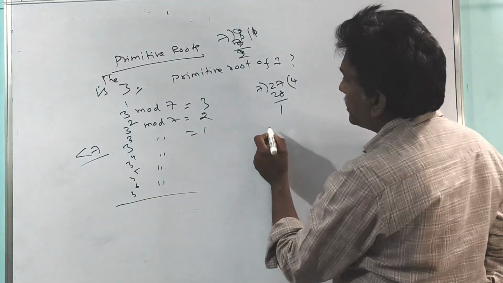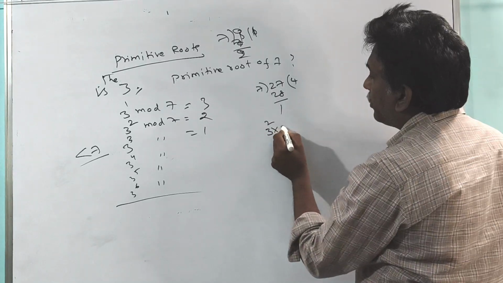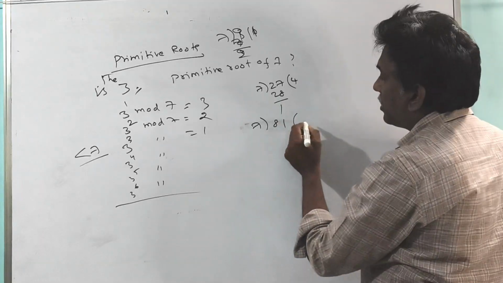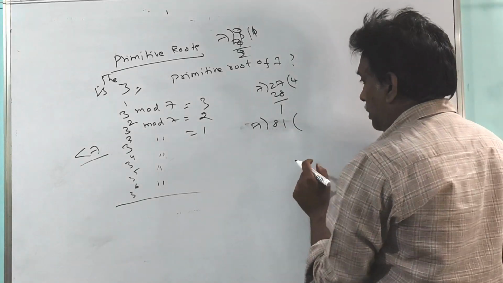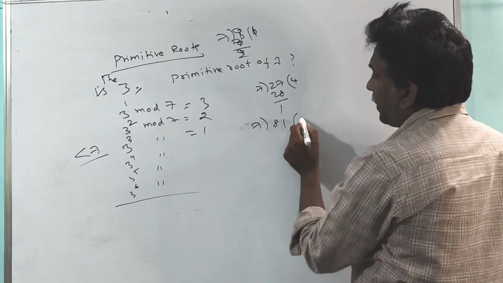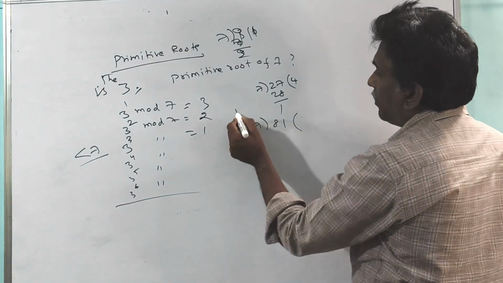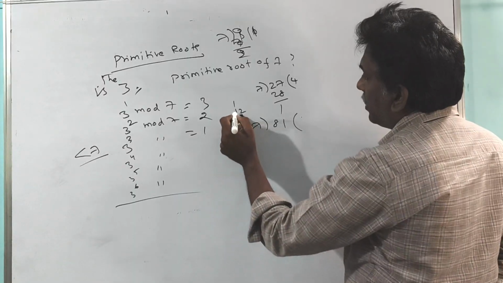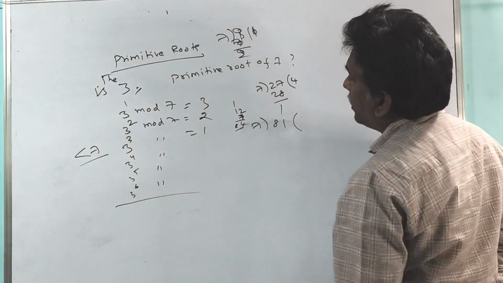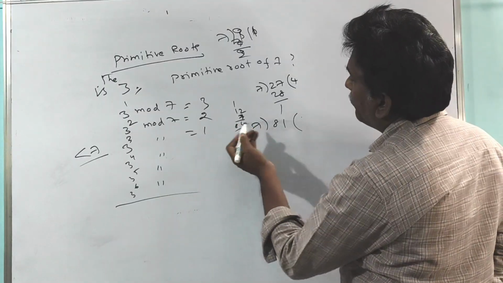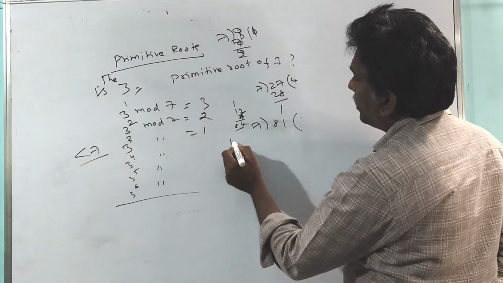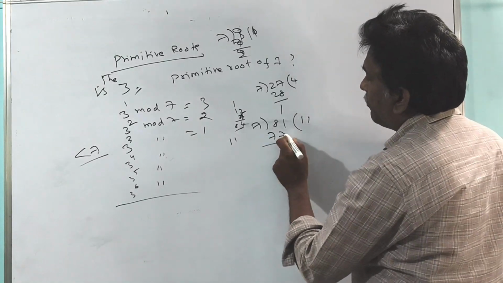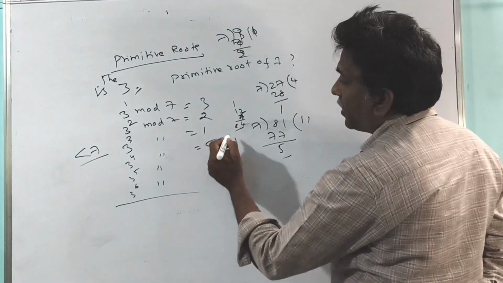3 power 4 means 3 power 2 into 3 power 2, which is 9 into 9, 81. So 81 mod 7: 7 elevens are 77, 84 is bigger. So 7 elevens means 77, and 81 minus 77 is 4. So the remainder is 4, and plus 1 gives 5. So 5 is the answer.